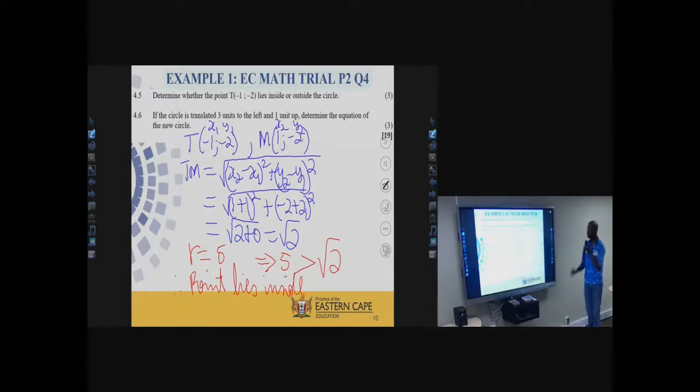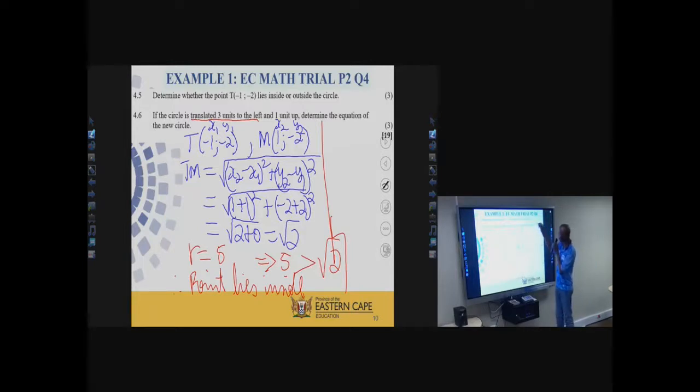Then the last thing that I want to emphasize, especially with analytical geometry, is the issue of translation. Transformation, because there can be translation or reflection. If the circle is translated 3 units to the left and 1 unit up, determine the equation of the new circle. I will just write it here because I want this to be the last one, because I believe it's already around 5 past 12 or something. So I must finish up.